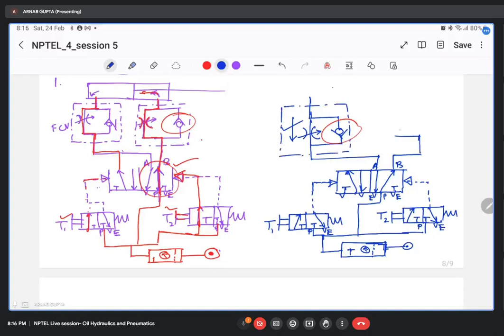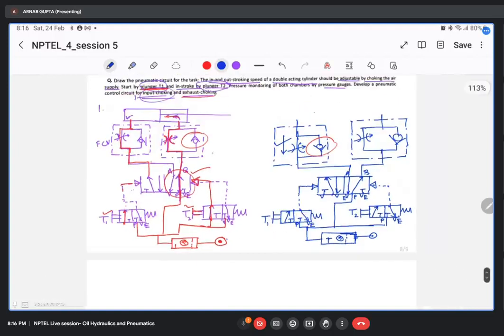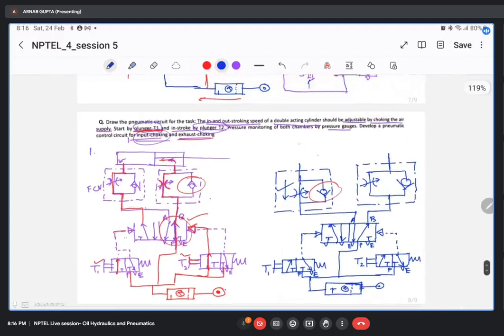This side also the same. And these two will be connected again to the two sides of your cylinder, the double acting cylinder. Okay, so these are your flow control valves, FCV1. Generally while you're drawing the circuit, you should be numbering them.